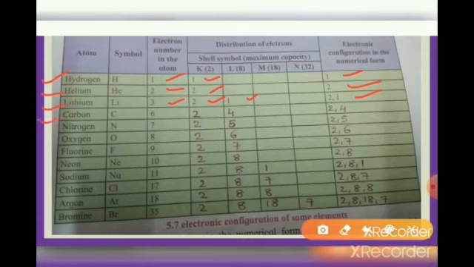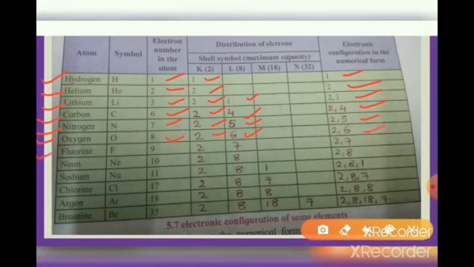In carbon, the electron number is 6, so it is divided as K shell 2 and L shell 4. So it will show electronic configuration 2 and 4. In nitrogen, the electron number is 7, so the K shell will show 2 and the L shell will show 5, so the electronic configuration is 2 and 5. Oxygen is 8, so K shell will show 2 and L shell will show 6, so the electronic configuration is 2 and 6.